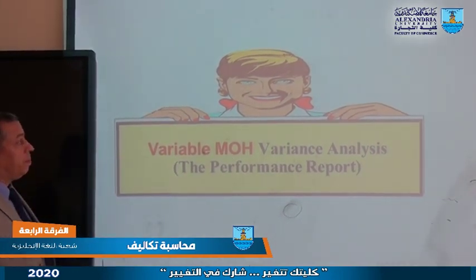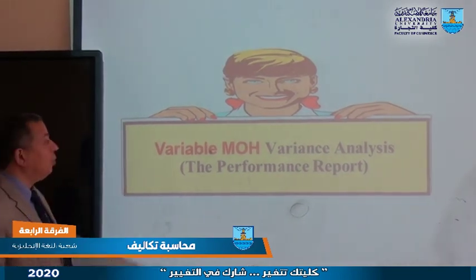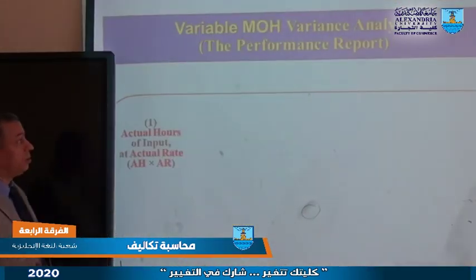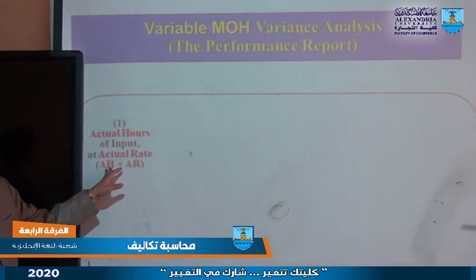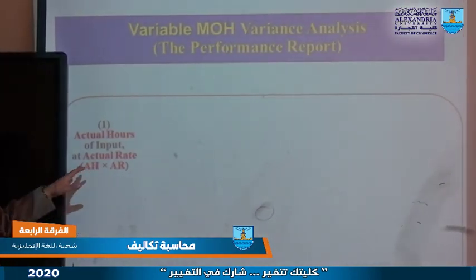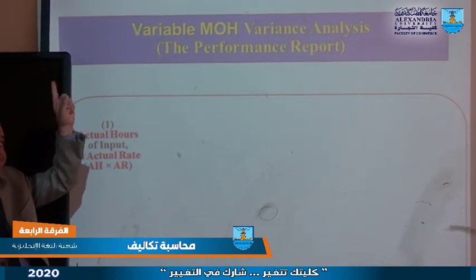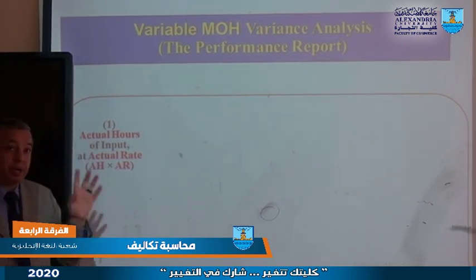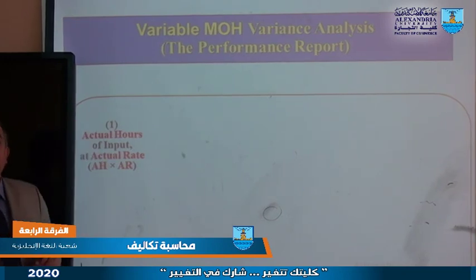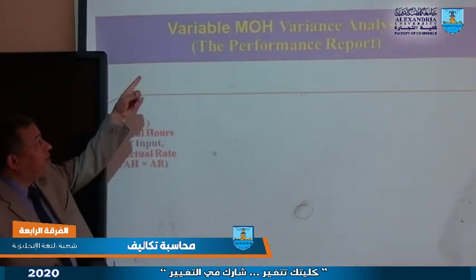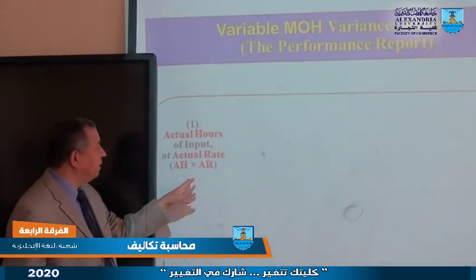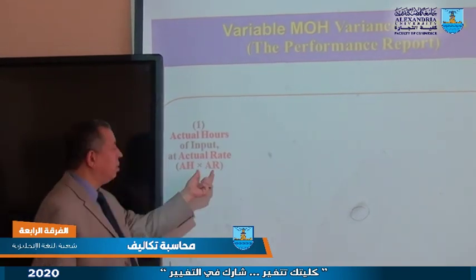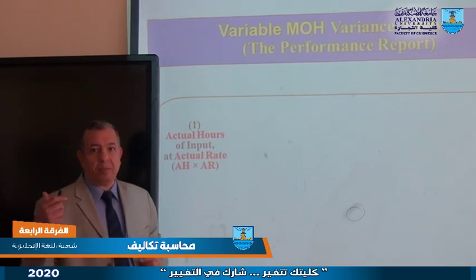Do you remember how to prepare performance report? I told you I will imagine that I have 3 parts in my page. The first one, actual cost. Actual cost for direct material, actual quantity times actual price. Actual cost for direct labor, again, actual hours, actual rate. Here also, in variable manufacturing overhead, I speak about actual hours, actual rate, like direct labor. But here I speak about actual rate for variable manufacturing overhead.